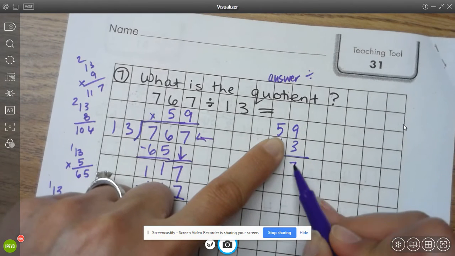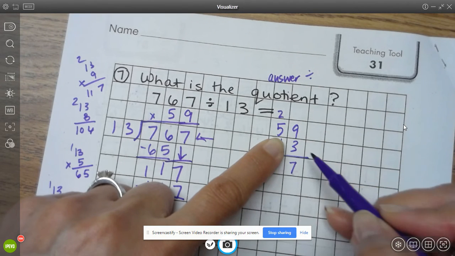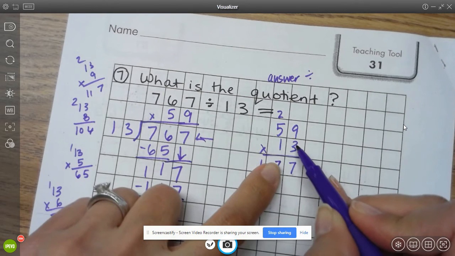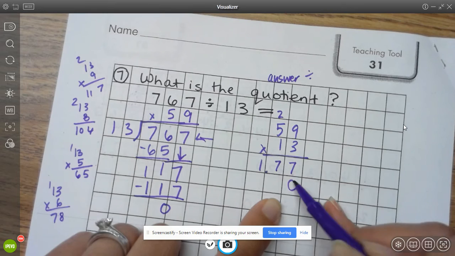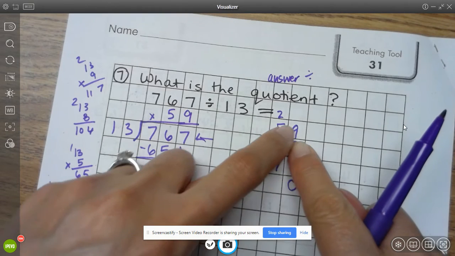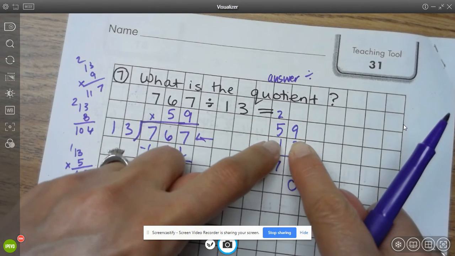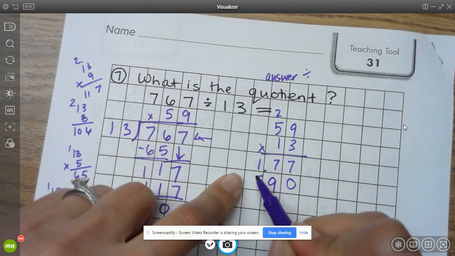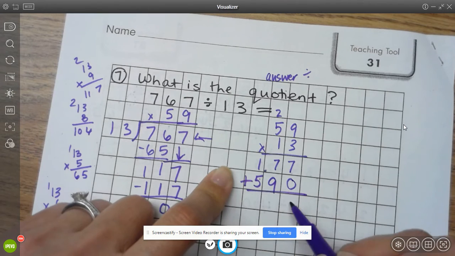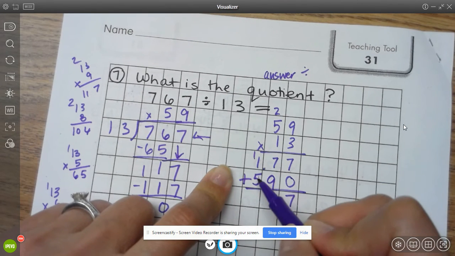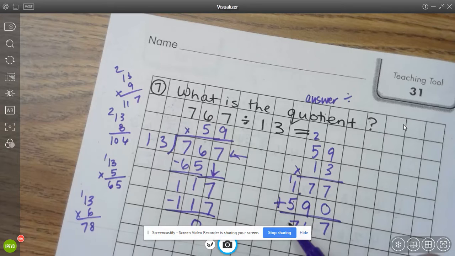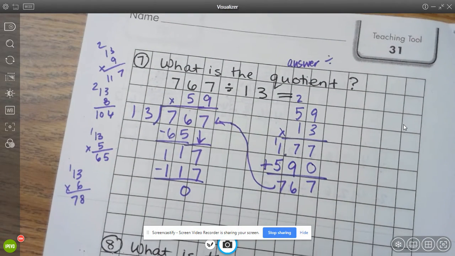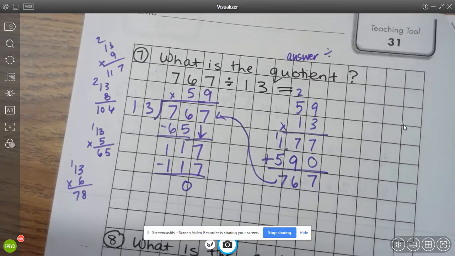9 times 3 is 27. 5 times 3 is 15, plus 2 more is 17. I'm done with my ones, so I'm going to put a placeholder here for my ones. Now I'm going to multiply these numbers on top by the 1. 9 times 1 is 9. 9 times 5 is 45. Then I add: 7, 16, 5, 6, 7. 767 is 767, right? So I know I have a right answer there.